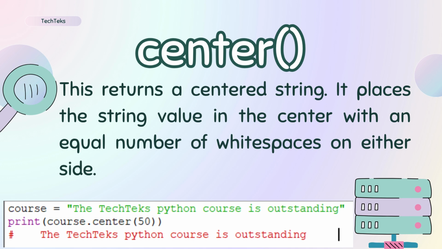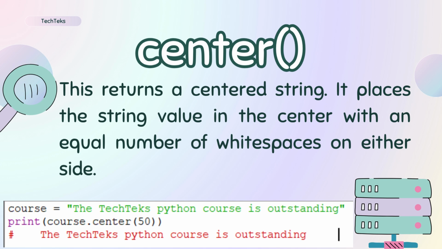So the center method, this returns a center string. So it places the string value in the center with an equal number of white spaces on either side. So let's say I put print course.center 50. So what I want is 50 characters, but I want the main characters that were inside the string in the middle, and then the remaining number of characters are white spaces on either end, so they're equally spaced on either end.